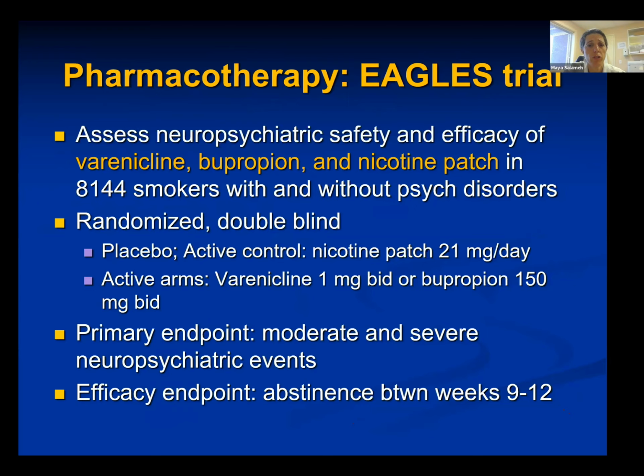I just wanted to touch a little bit on the EAGLES trial. This was a trial looking at varenicline, bupropion, and nicotine patch in over 8,000 smokers, with and without psychiatric disorders. So this was a randomized double-blind study with a placebo arm and then an active control for nicotine patch and active arms varenicline and bupropion.